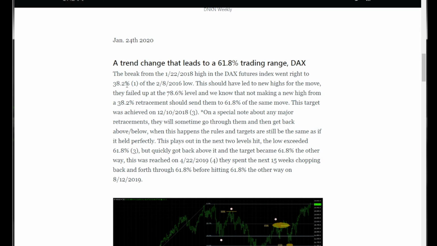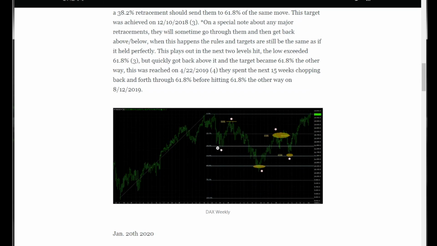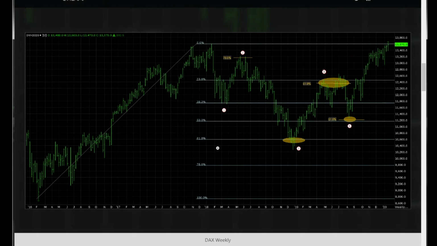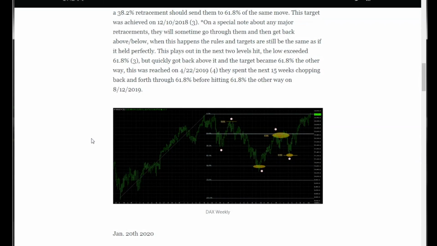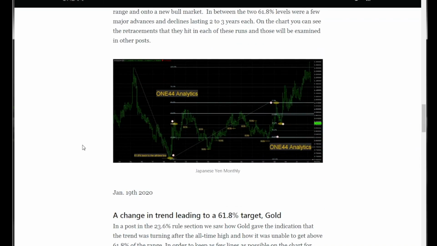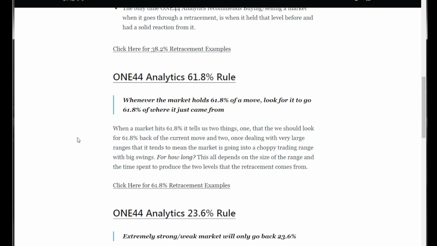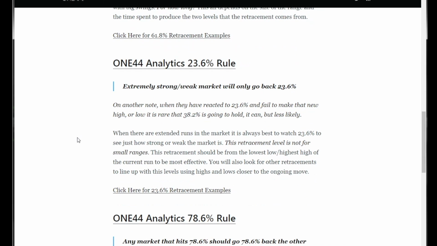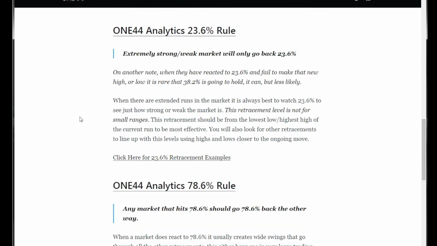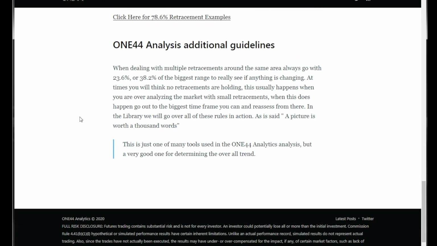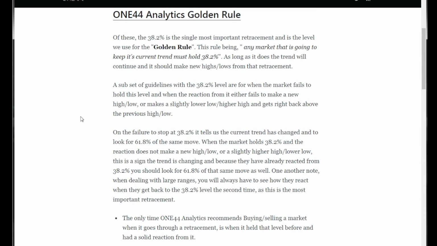again. A trend change that leads to a 61.8 trading range. In this case, it's the DAX as an example in what's happening. So you can scroll through here and just keep going. And again, we cover all of the 4 basic rules, and then some additional guidelines here.